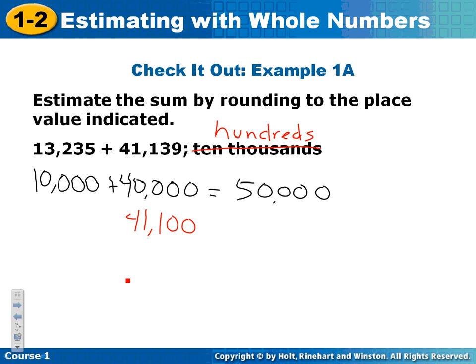41,100 plus. If we were rounding to the hundreds place, it would be 13,200. See what I mean? So be careful. Make sure you're reading the directions and you follow what they're telling you to round it to.